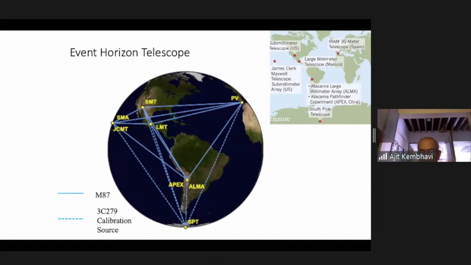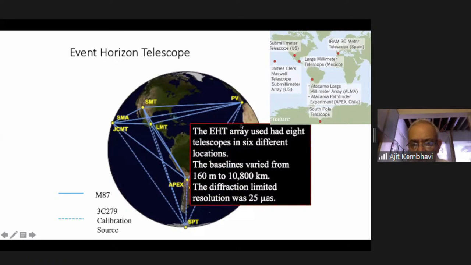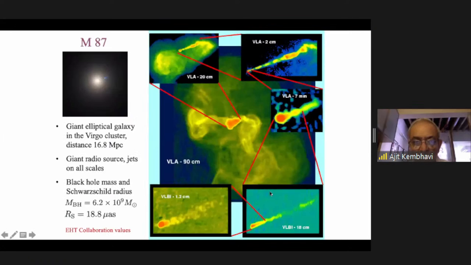And that has been done over the last several years by something known as the Event Horizon Telescope. The Event Horizon Telescope consists of a series of millimeter telescopes, which are millimeter observations because there the wavelength is the largest and therefore the resolution is the highest. And then you see the telescope array which is spread out there, and the baseline can be as large as 10,800 kilometers.